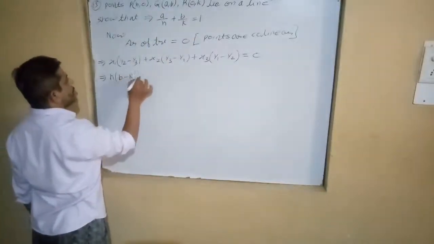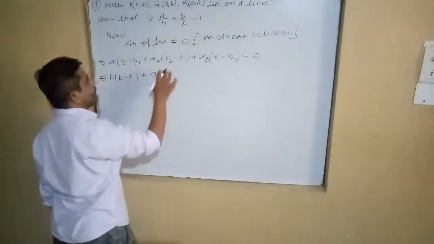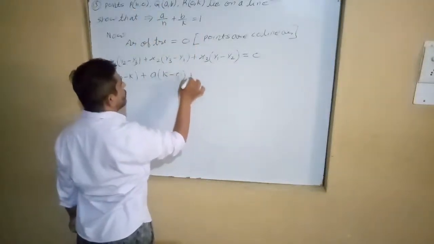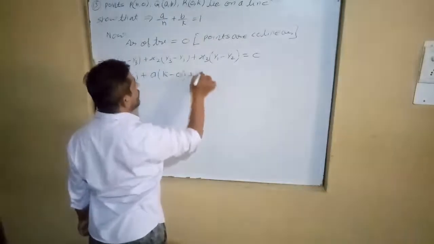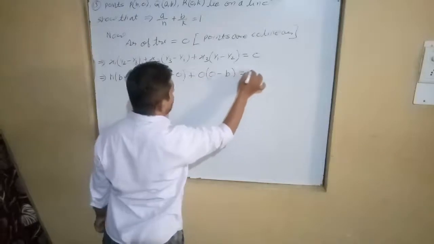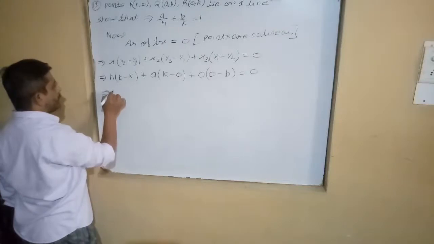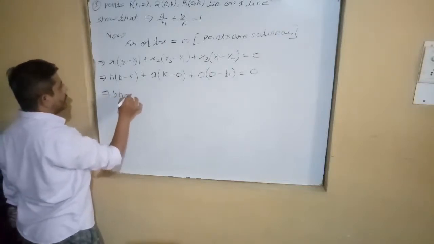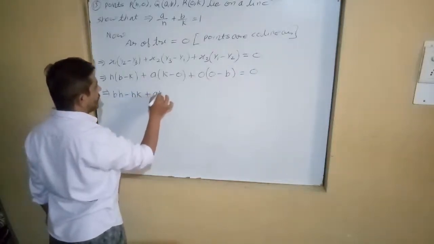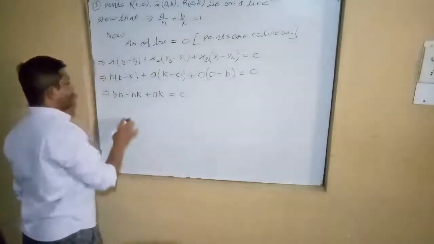b minus k plus x2. What is the value of x2? a. Then y3 minus y1 means k minus 0. k minus 0 plus x3. x3 is 0 here. Then y1 minus y2, 0 minus b. 0 minus b is equal to 0. Now open the bracket. bh minus hk plus ak is equal to 0. This whole part will be 0.